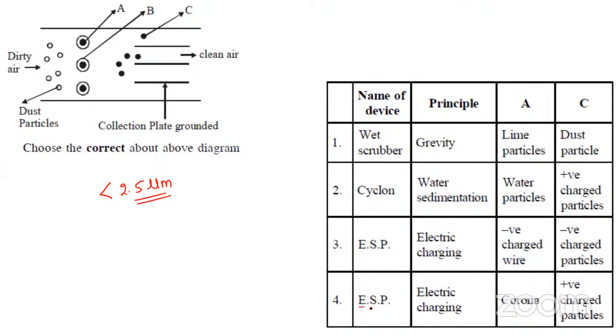So this is an example of an electrostatic precipitator, and it works on the principle of electric charging. What you find in A is the corona, which is a highly charged electrode which will be emitting negative charges, and those negative charges will be imparted on the dirty air. So that dirty air will become negatively charged. So we'll make a small change here. A is corona. Whereas the collection plates which are grounded will be positively charged. And thereby the particles are going to start precipitating on this positively charged one. So the answer should be the fourth one.